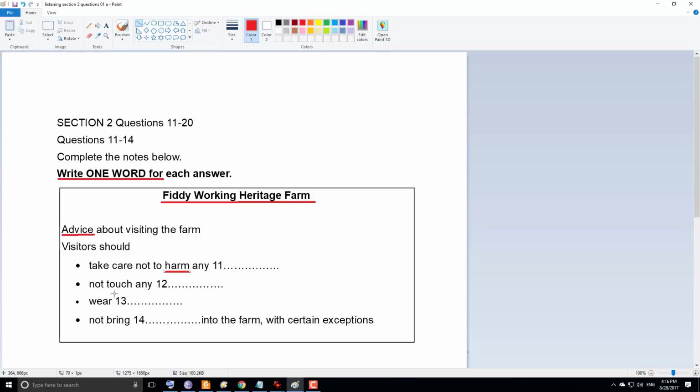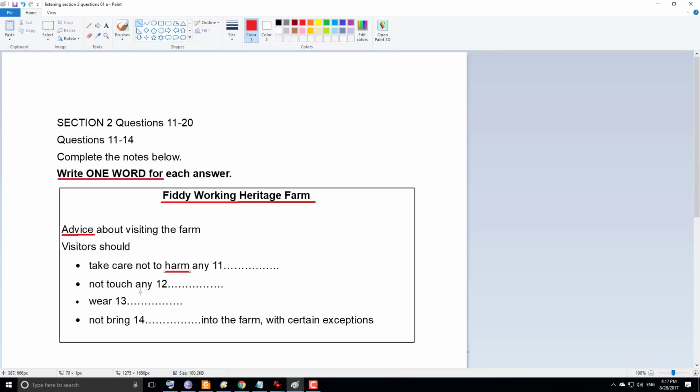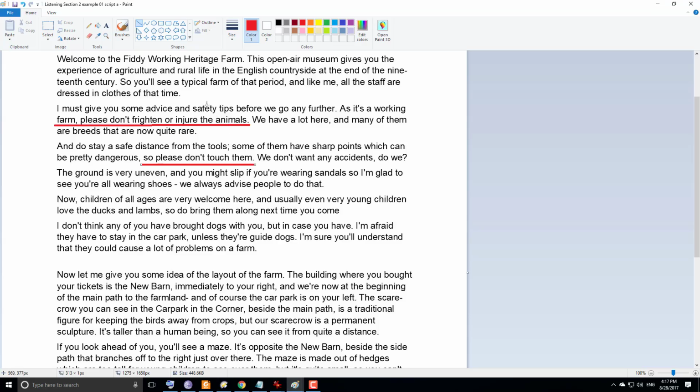Number 12. Not to touch any. This is pretty straightforward. Here is our keyword touch from the question. The only problem here really is them, which refers back to some other objects already mentioned. So the them here, of course, refers to the tools mentioned here.